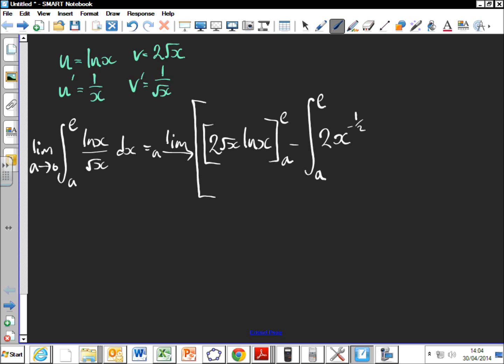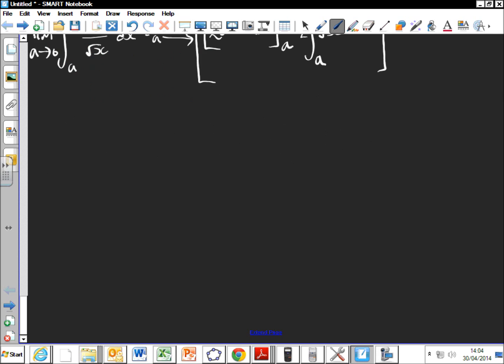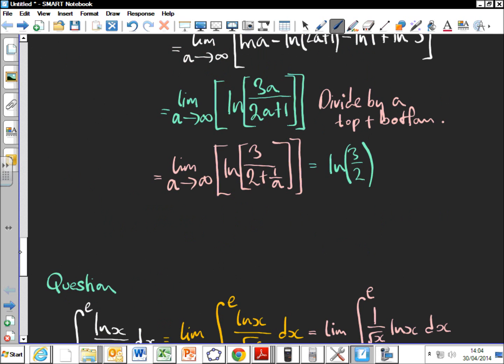Yeah? So let me just write this slightly different. Take the 2 out, aside as a coefficient. This is 1 over root x, isn't it? And we've already integrated that over here, haven't we? Okay, so we already know what the answer should be. Okay? So let's just go through all of this and see what we get.